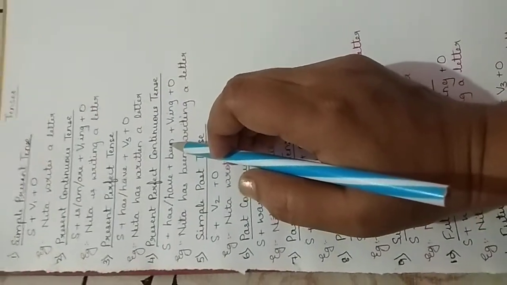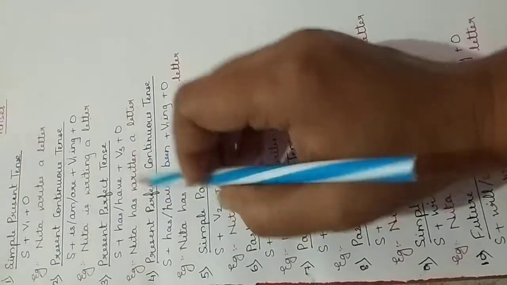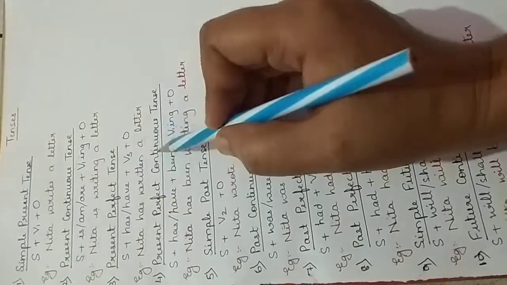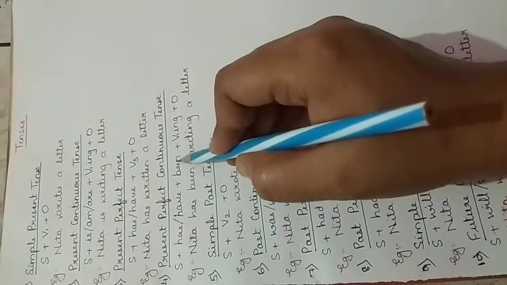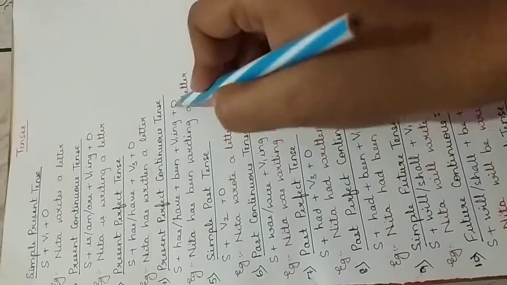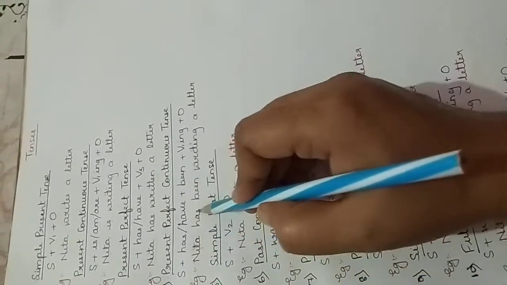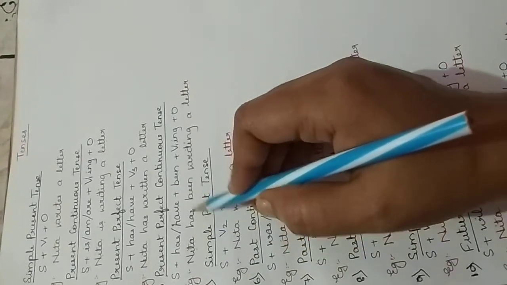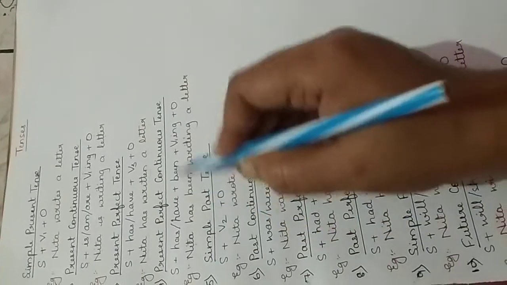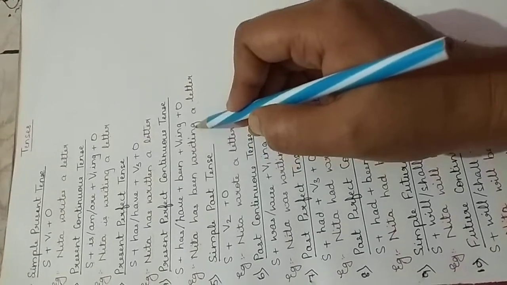Now let's move on to the fourth formula, present perfect continuous tense. Here it is perfect and we have also used continuous. So the formula is subject plus has or have plus been plus v1 ing plus object. The example is Neeta. Has is the singular form, that's why has. Have we will use for I or the plural form. Neeta has been writing a letter.